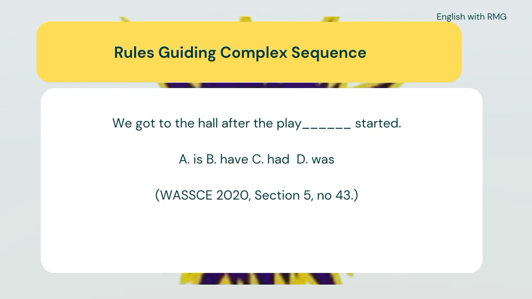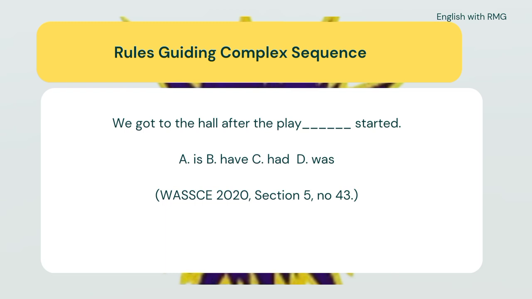So we can tell that the play started first in the past before they got to the hall. And the moment they got to the hall is already in the past, which is a simple past tense. So the moment the play started is going to be in the past perfect because that actually happened first before they got to the hall. Do you understand? So what's going to be our answer?